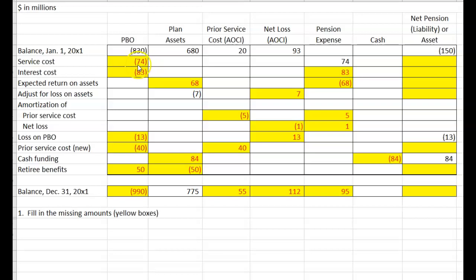Only the numbers that affect the PBO or the plan asset columns go into the calculation of the net pension liability or asset column. If the numbers are in other columns, don't put them, they don't belong in the net column. So go ahead and fill in all the yellow boxes with a credit or a debit, depending on what's here, and then calculate your net pension liability or asset at the end of the year. Start the video again to check your work.